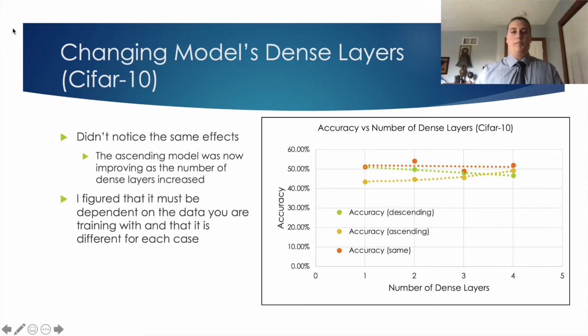And then I tested it with CIFAR10, expecting it to be the same, where ascending drops. But in this case, ascending started out lower than the other 2, and it increased after that. So it was actually almost the same model by the end. The descending actually descended more this time. So I figured it depends on the data that you're using, and I couldn't really draw any real conclusions on this because it looked like it was different for each case.